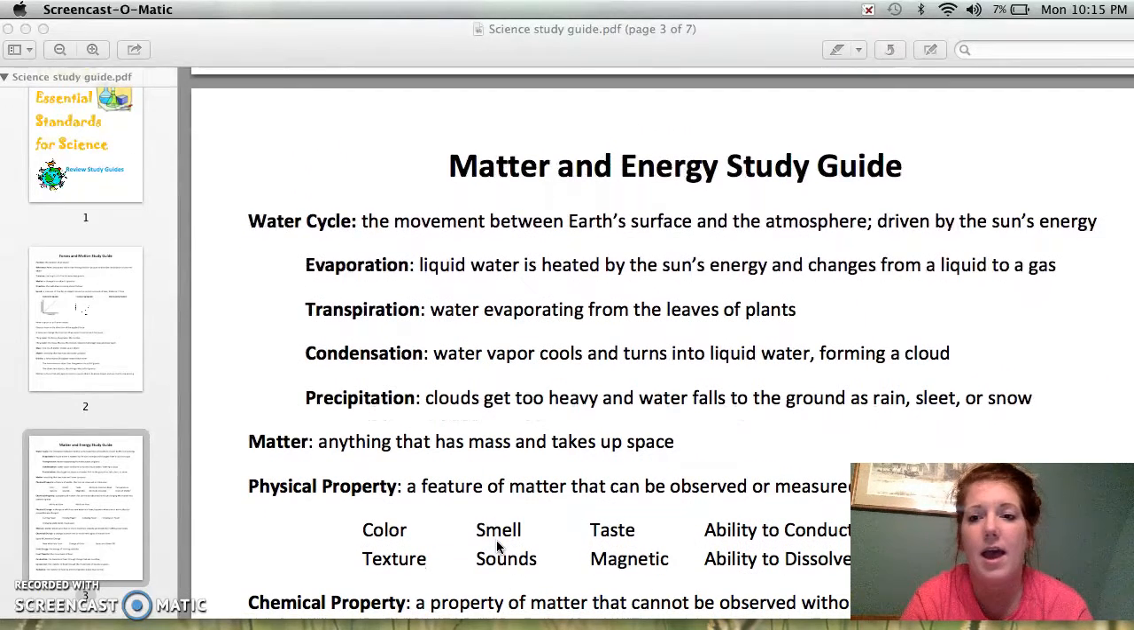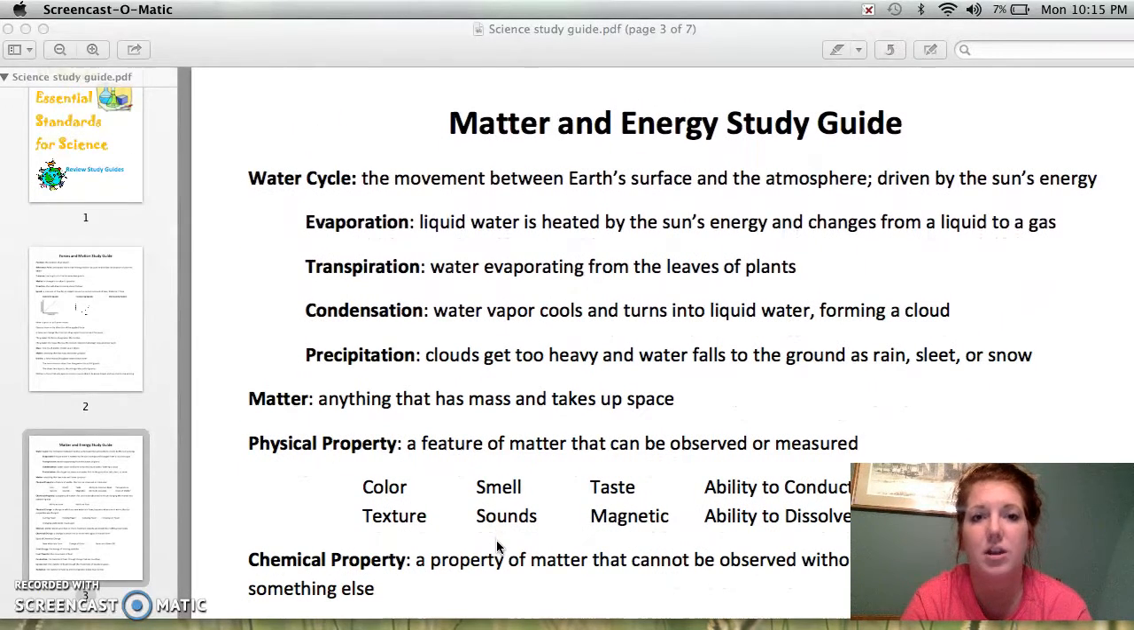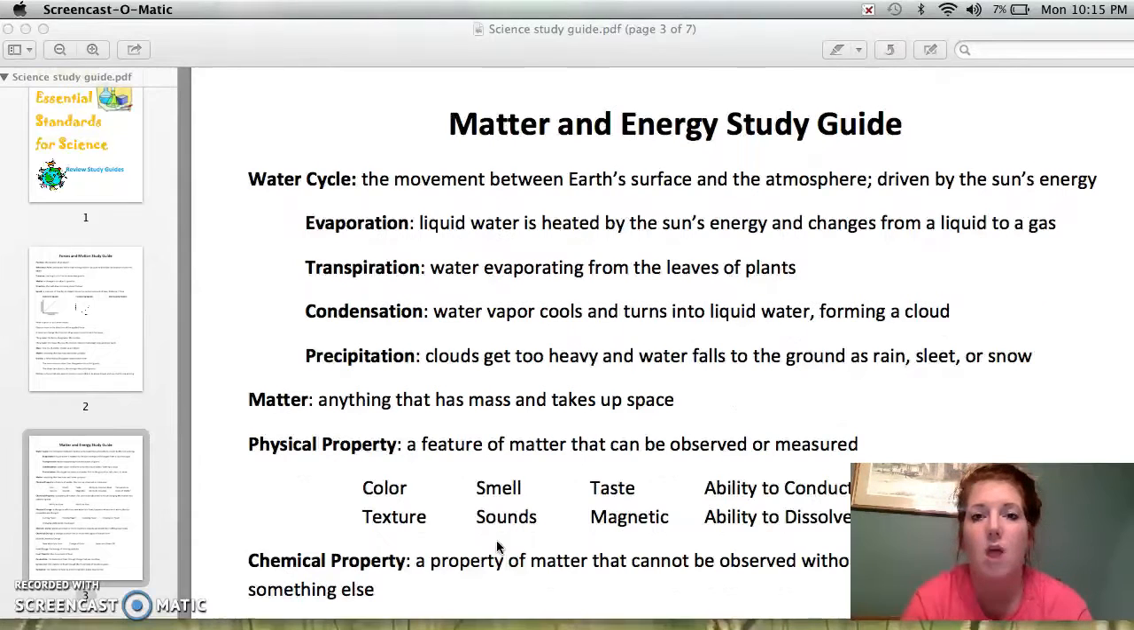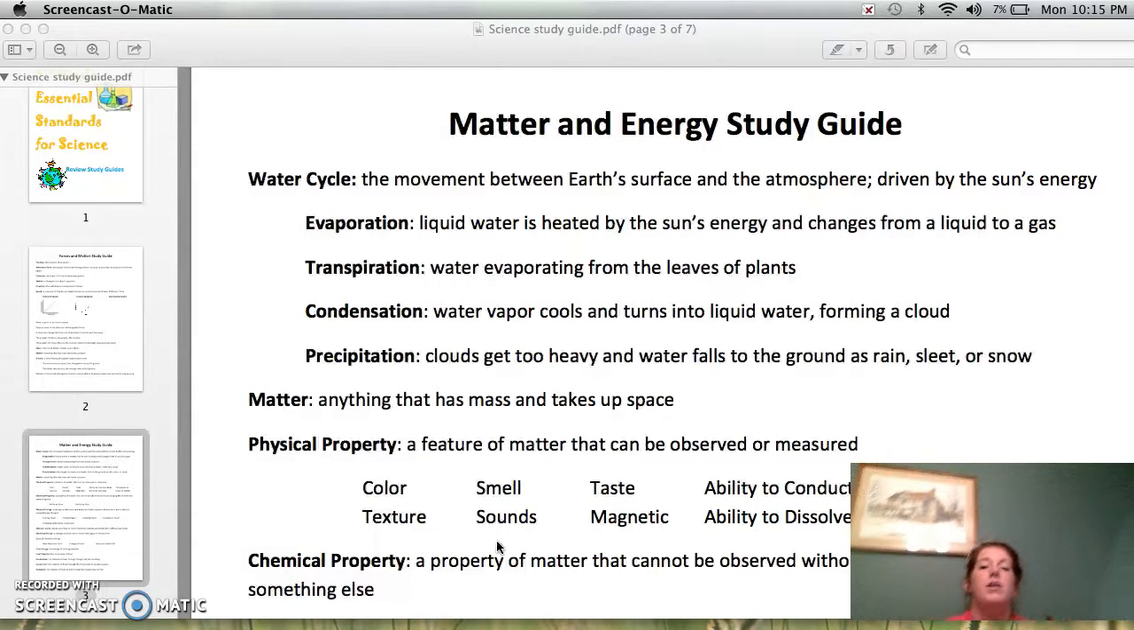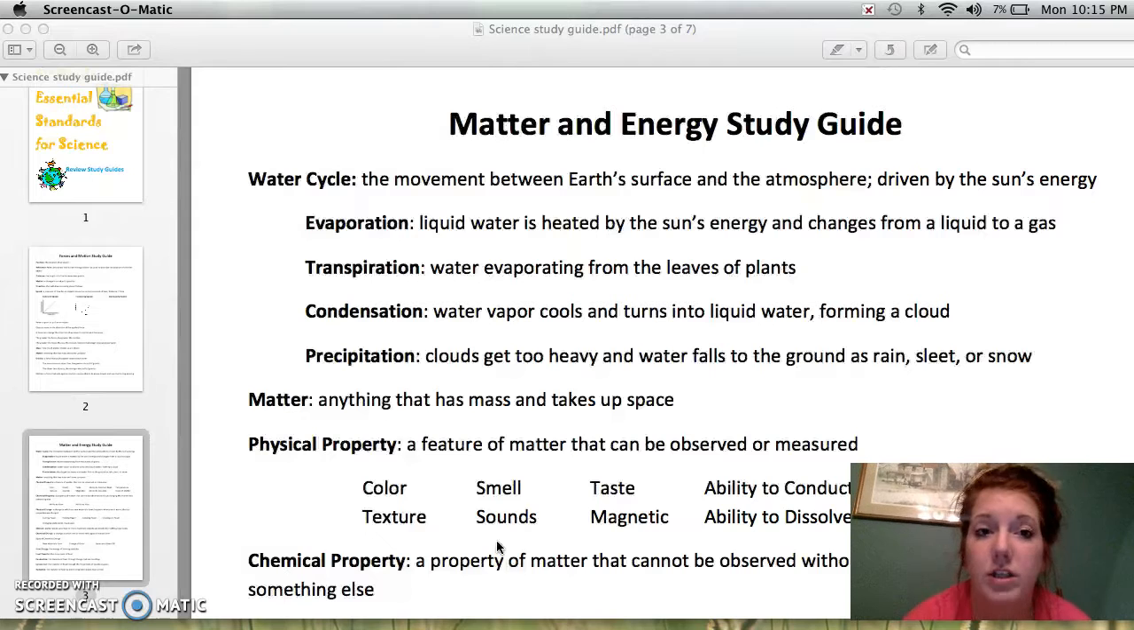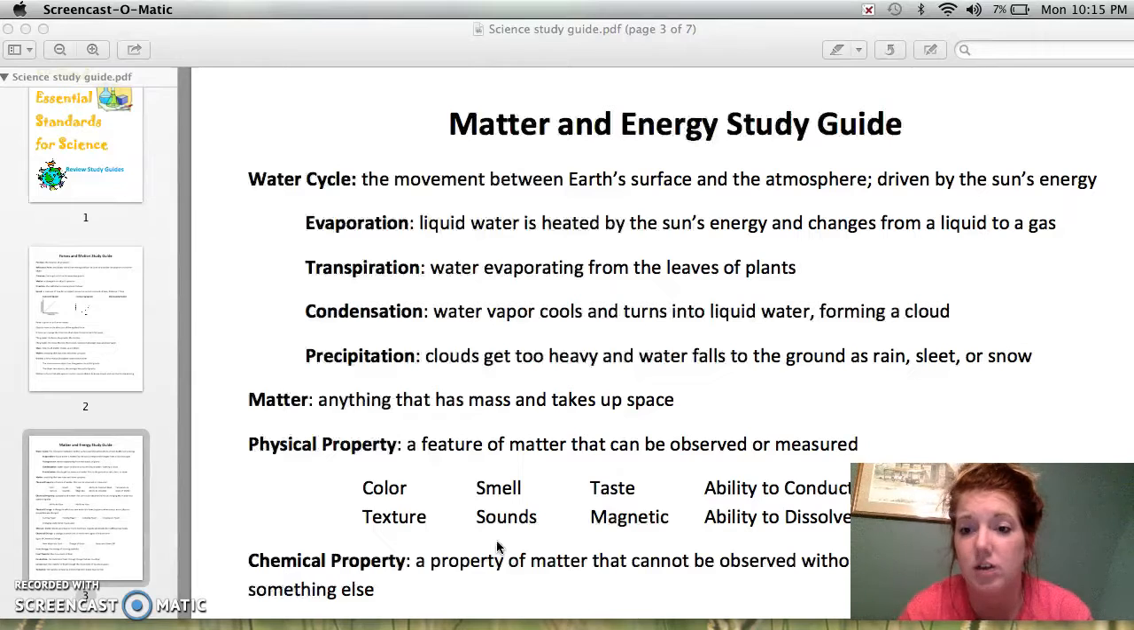Okay, looking at matter and energy. Within matter and energy, we have heat transfer and the water cycle. So looking at the review of the water cycle, the movement between Earth's surface and the atmosphere is driven by the sun's energy. To get it all to start, we need that energy from the sun that comes through as radiation. It has all of these different components within the water cycle: evaporation, transpiration, condensation, and precipitation.